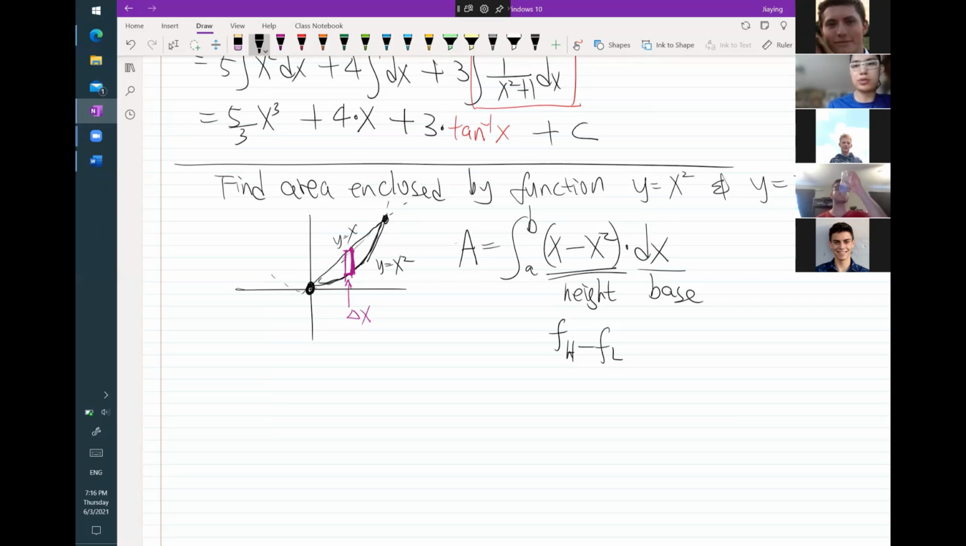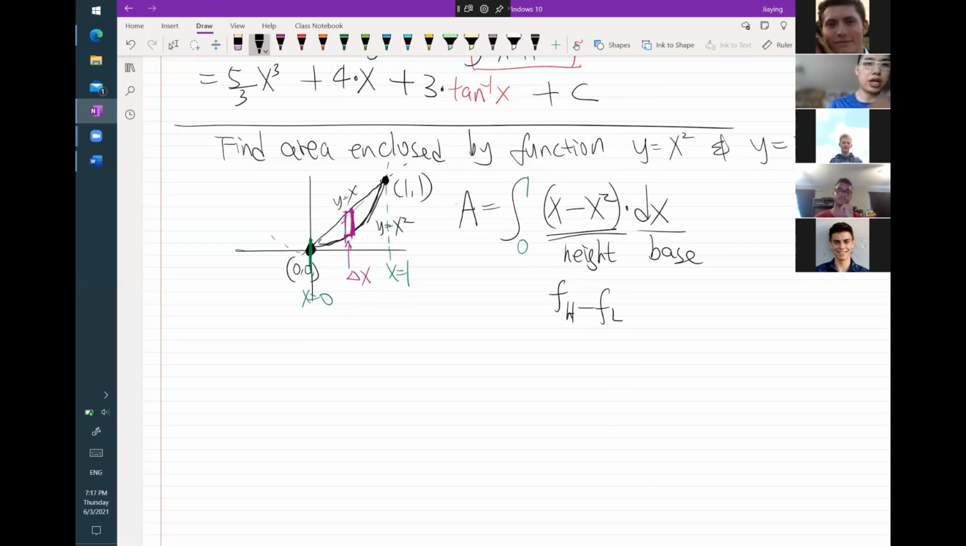Then you just have to figure out the boundaries. If you plot this in decimals, you can immediately figure out the intersections. This is at 0, 0, and this point is at 1, 1. Since we integrate with respect to x, we need to know the x boundaries. The x boundary for this region goes from x equals 0 to x equals 1. So those are the boundaries of the integral. Questions on that? So that's using a vertical rectangle.